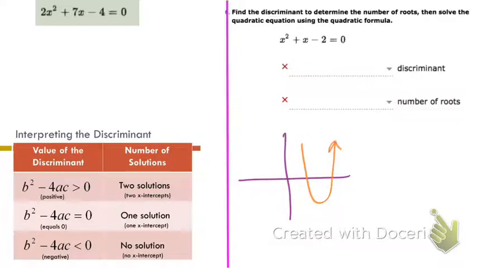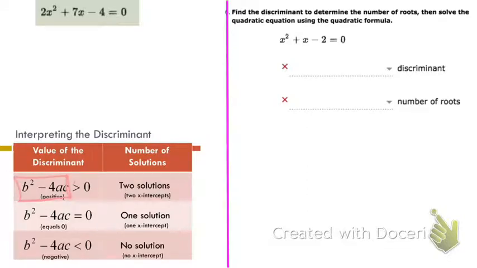There's going to be two solutions where it crosses the x-axis in two places, one solution where it touches the x-axis in one place, or no solutions where it doesn't cross the x-axis at all. So it gives you a sense of what your graph's going to look like. This is what the discriminant looks like. This is what we're trying to figure out.